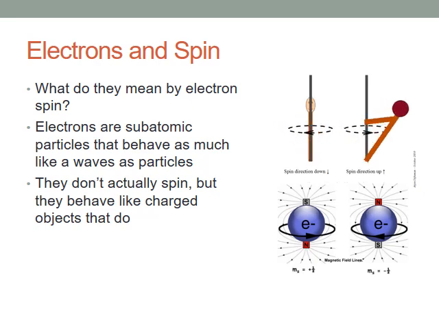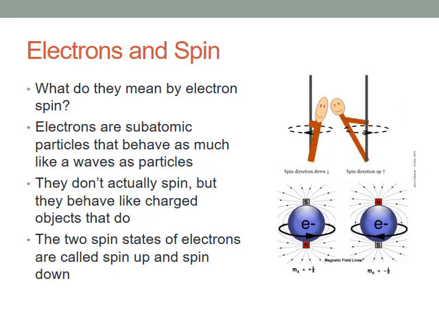So, for lack of a better term, I mean, we know that they behave like quantum bodies as well. We just say, okay, electrons spin. And they have two distinct spin states. We call these spin up and spin down. And those are the properties that we refer to when we talk about the Pauli exclusion principle and Hund's rule.